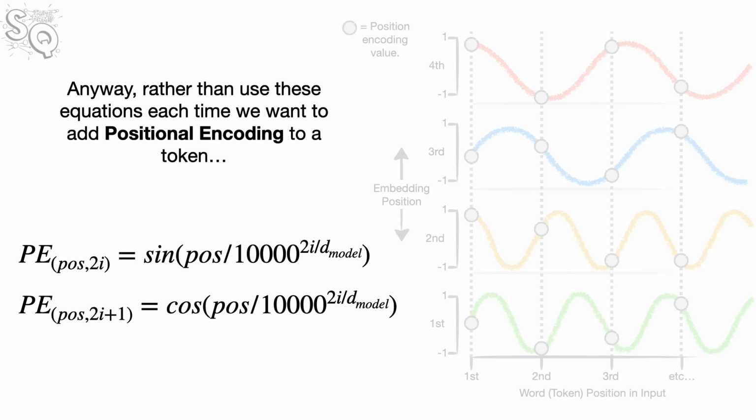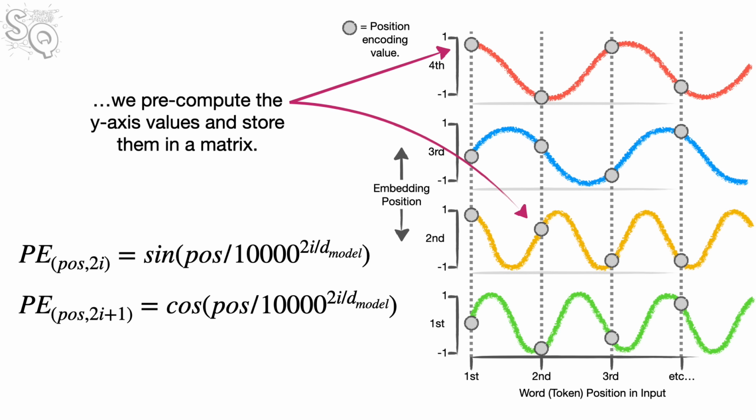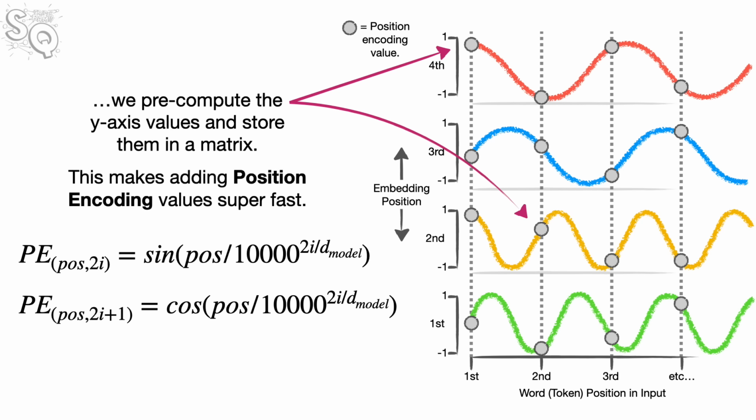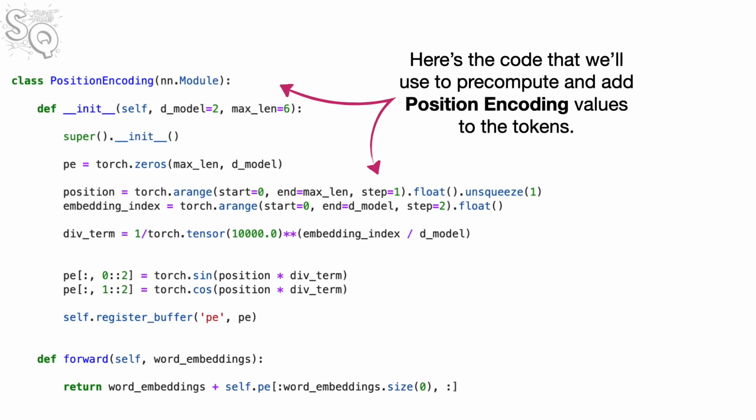Anyway, rather than use these equations each time we want to add positional encoding to a token, we pre-compute the y-axis values and store them in a matrix. This makes adding position encoding values super fast. Here's the code that we'll use to pre-compute and add position encoding values to the tokens.